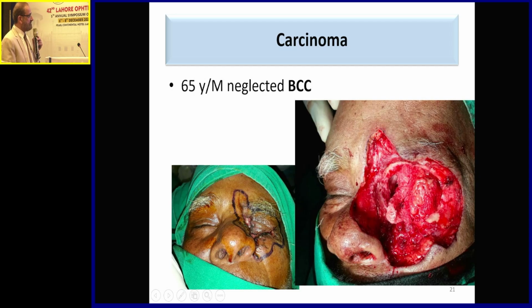And this is a case of basal cell carcinoma which was neglected, and it invaded nose, sinuses, but fortunately the brain was not. So a huge extended exenteration was done, and we had to involve our plastic surgeon colleagues to do the reconstruction with flaps and partial thickness skin from thigh.